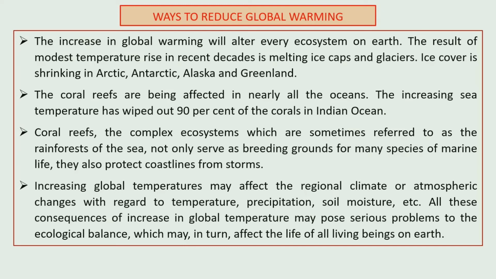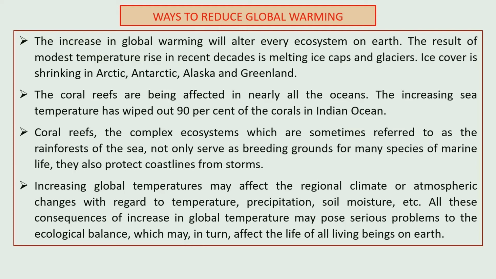So they are obviously breeding grounds for marine life, but they also protect the coastline areas from storms. If the temperature keeps on increasing, they will also be affected and die. Increasing global temperatures may affect the regional climate or atmospheric changes with regard to temperature, precipitation, soil moisture, etc. All these consequences of the increase in global temperature may pose serious problems to the ecological balance, which may in turn affect the life of all living beings on earth.